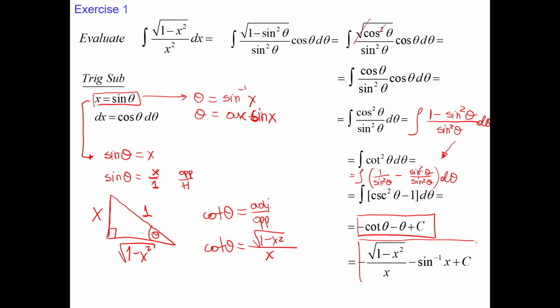That means the last step is the final answer. Okay? That's it. Please remember, use the triangle to get the other ratios, because one of the ratios will be in the substitution that you choose, and if one trigonometric ratio is given, we can get the rest of them. And of course, the inverse function. Okay, that's one we did.